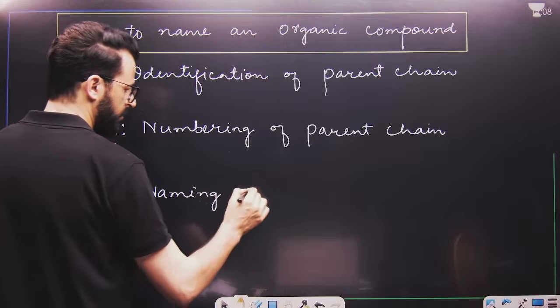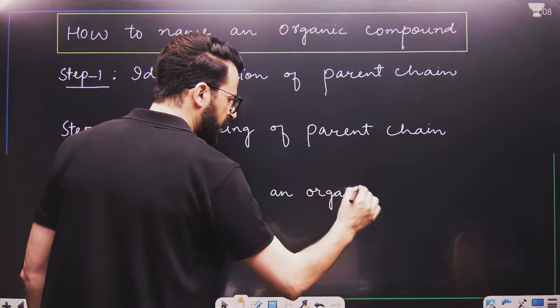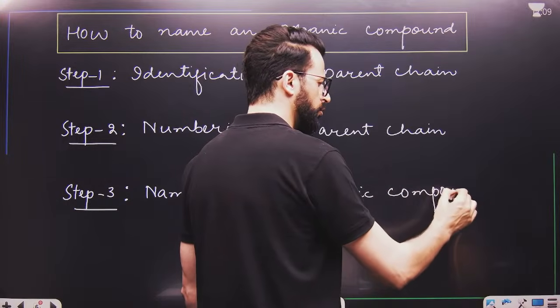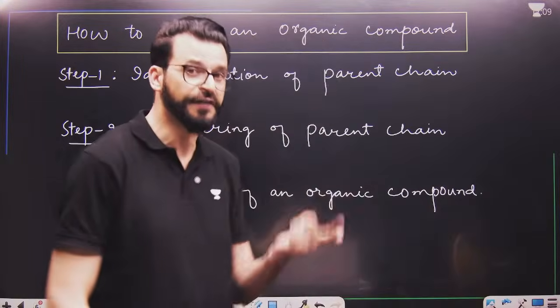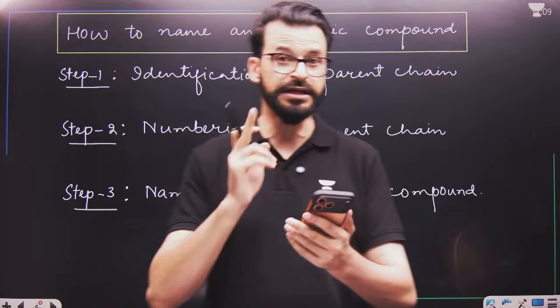Now, it's not that you will directly name the organic compound. No, that is the wrong way. First, you have to identify the parent chain first. Is this point clear? Identify the parent chain first.